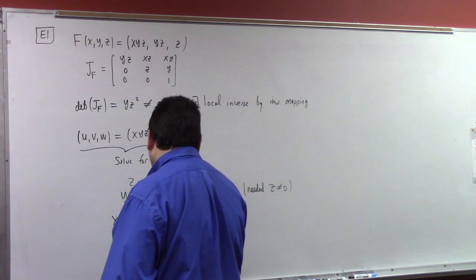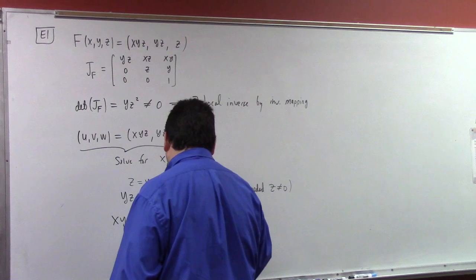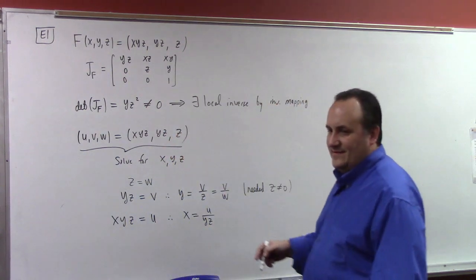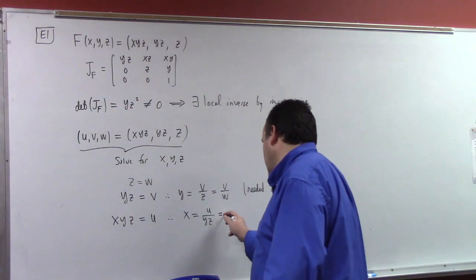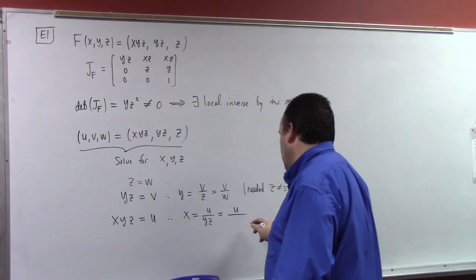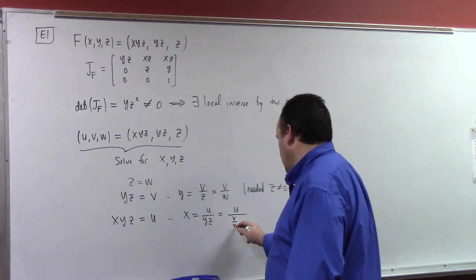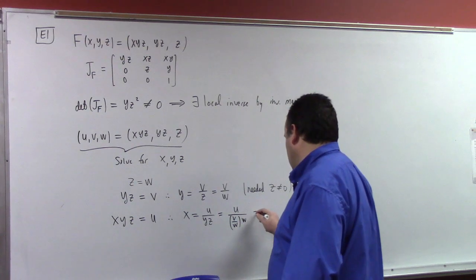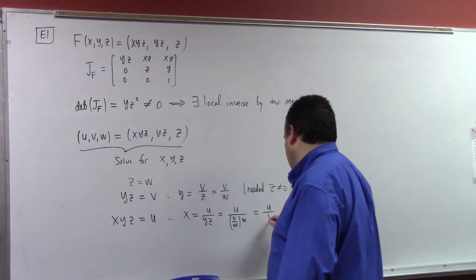xyz equals u. Therefore, x is u over yz, right? So now we need both y and z non-zero. Well, surprise, surprise. And so that's u over v over w. And then what was z? Oh, w, right? So that's apparently u over v.